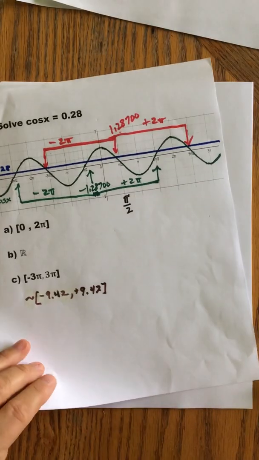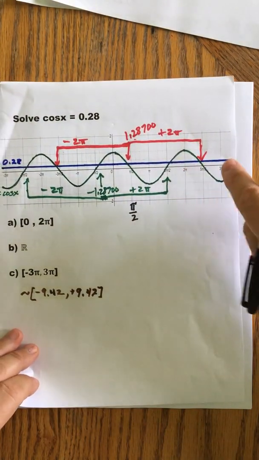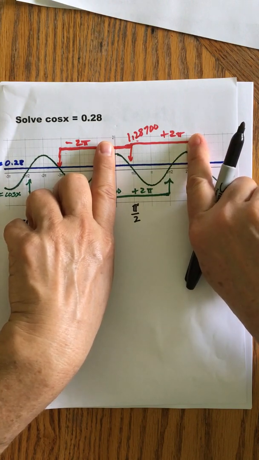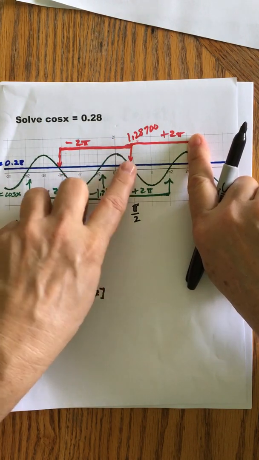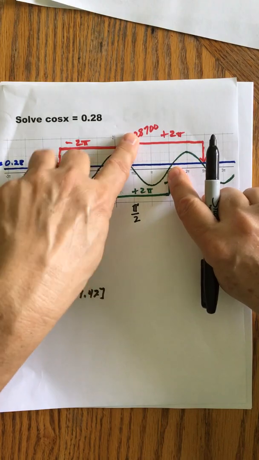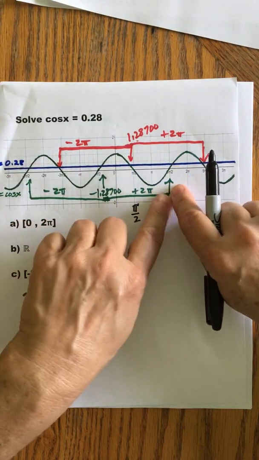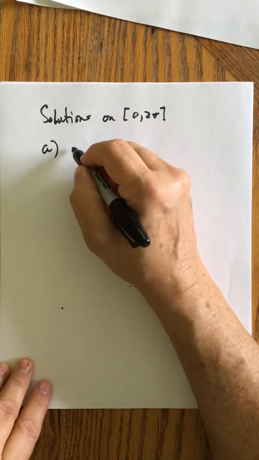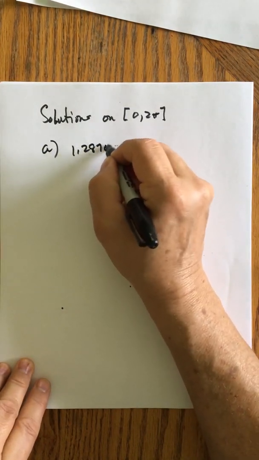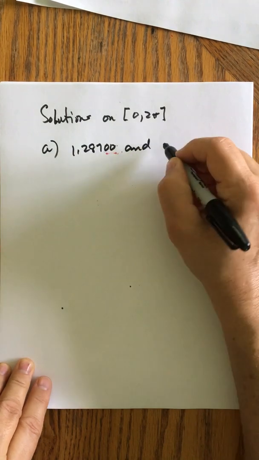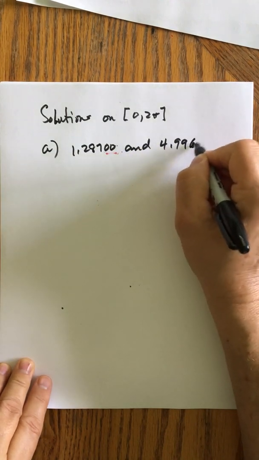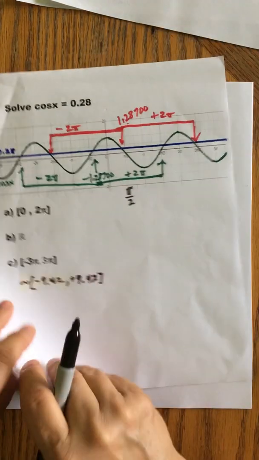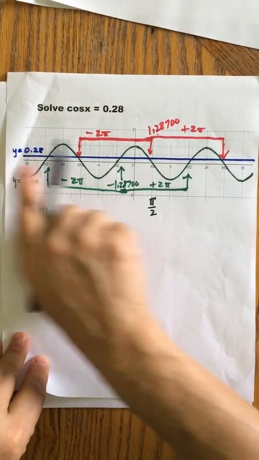Well, you can see it on the graph. Here's 0, here's 2 pi. I only want those solutions, and it looks like I've only got 2 of them. I've got this one and this one. So 1.28700 and this one, which is the 4.99, whatever that was. So for part A, I would say 1.28700 and 4.99619 radians.